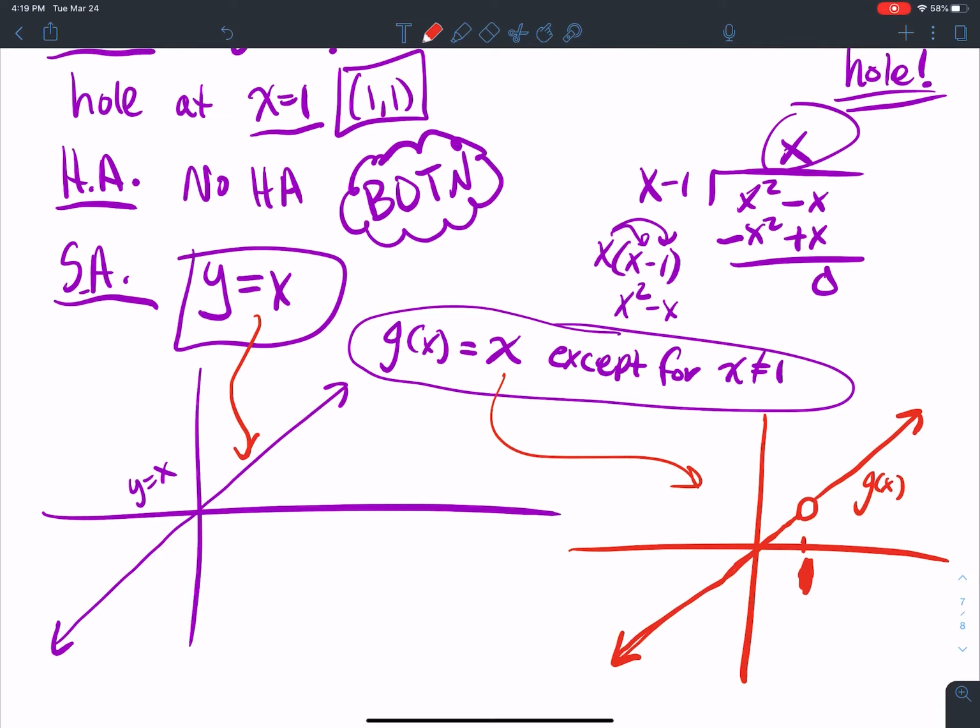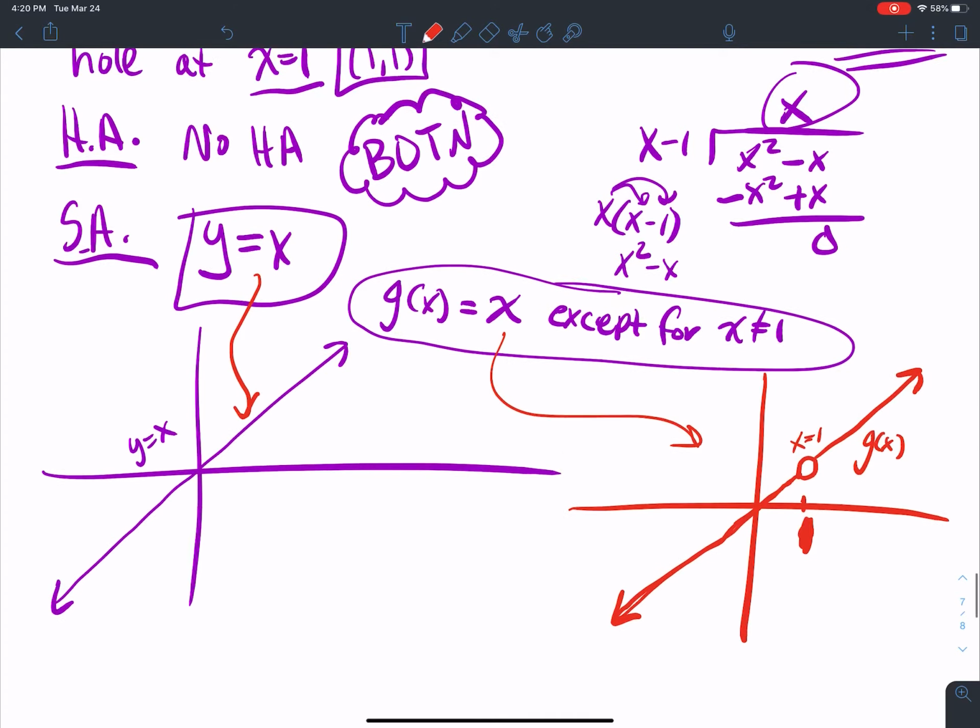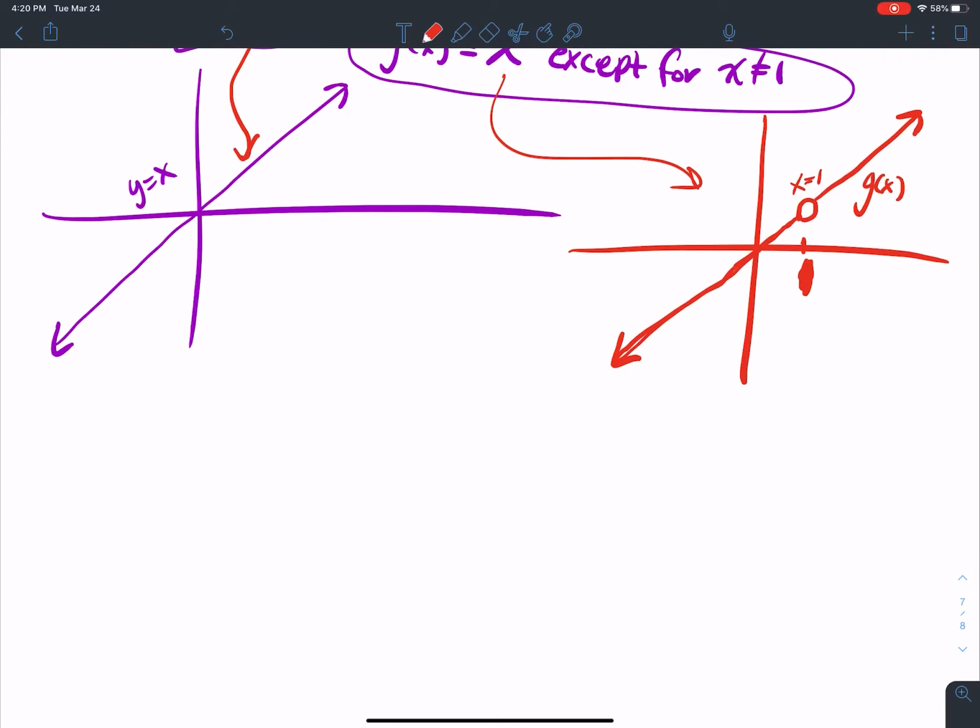So when you graph this on your test, you need to make sure to label those holes by putting a circle there. That's what I'm going to be looking for. You may not be able to tell in your calculator, and that's how I know, did the person know what was going on or did they just do their calculator, right? Okay. Let's do one more.